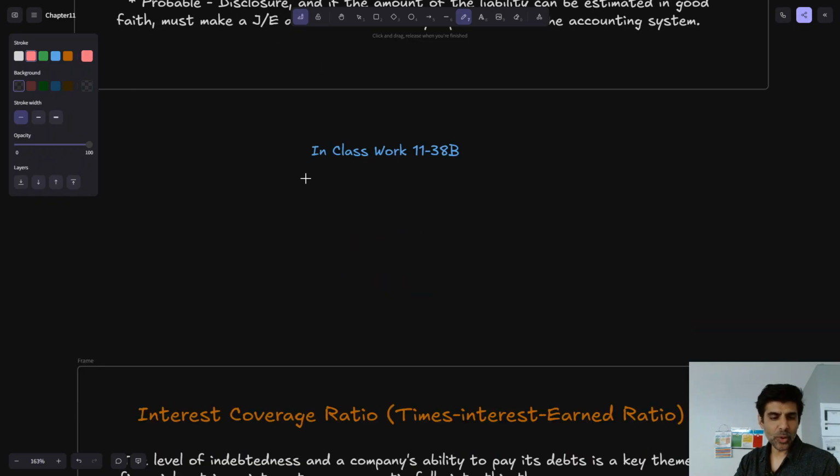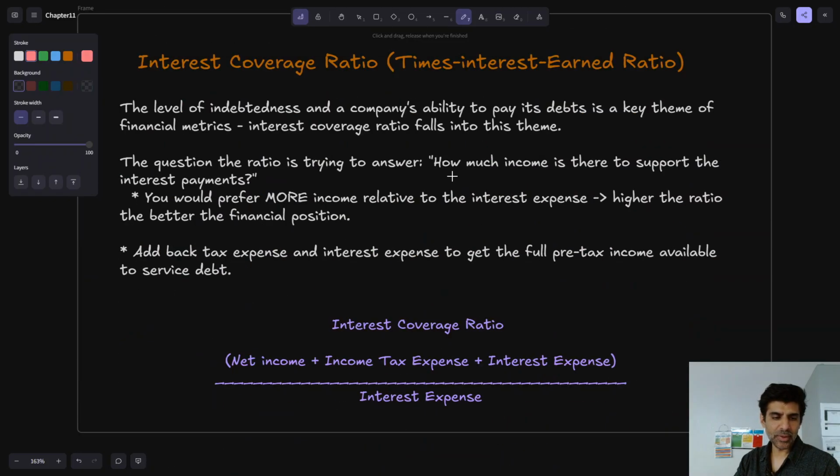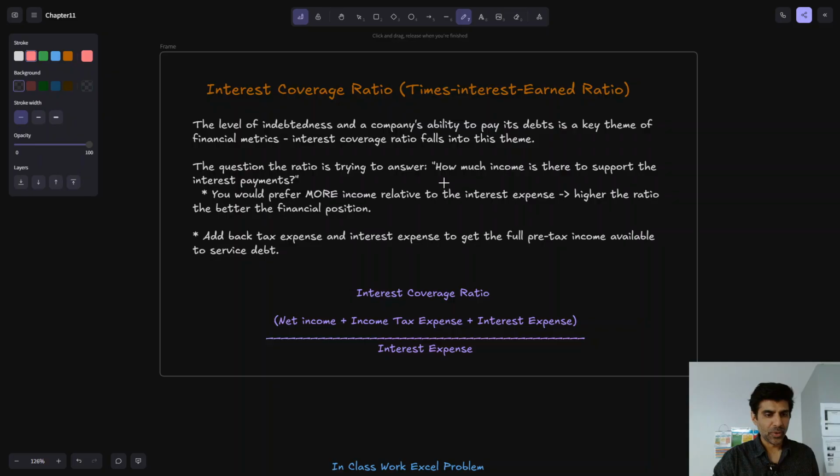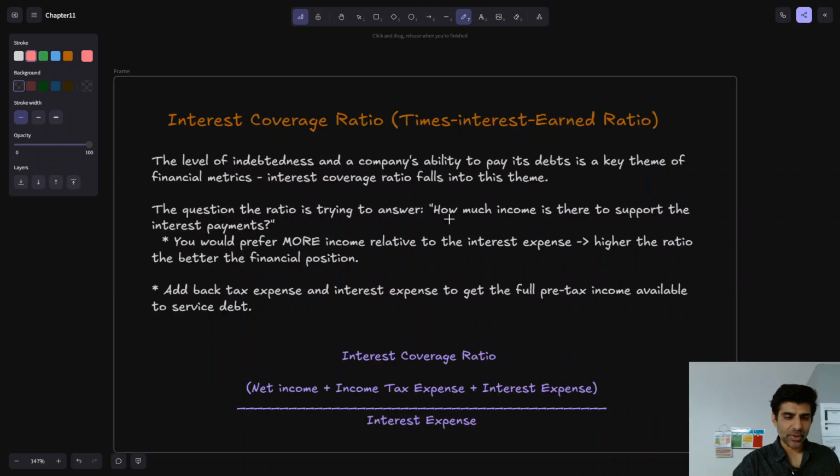Okay, so we'll end the class with the problem, but let me just finish off the lecture so we don't have to come back to this. The ratio at the end of the chapter is the interest coverage ratio. And again, what it's trying to answer is how able is your company to pay back debt?